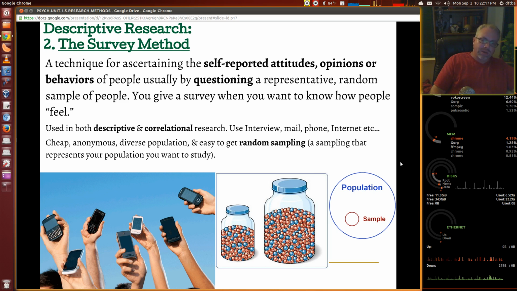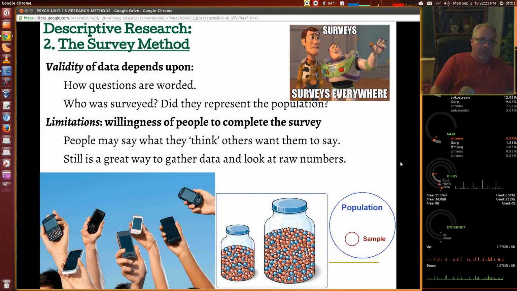And this is where we can talk about random sampling. A sampling that represents the population you want to study. And we'll talk about some of this in class. But surveying is one way that you can get some validity of your data. But it really depends on a lot of things. How are your questions worded? Who was surveyed? I mean, who chose the persons who would be surveyed? Or were they chosen in a definite random way?